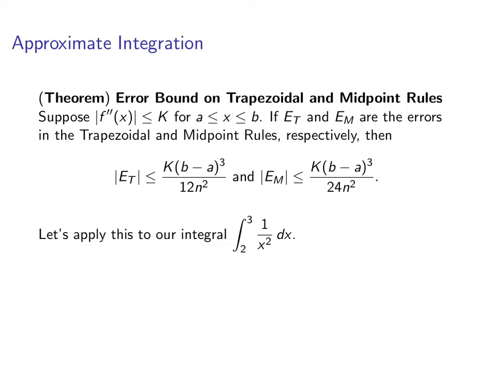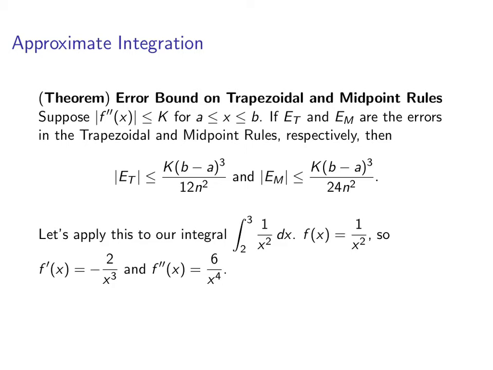All right, so let's go ahead and apply this to the integral that we've been working with. So f of x is going to be 1 over x squared. If we take a derivative, we'll get negative 2 over x cubed. And then a second derivative will get us 6 over x to the fourth.